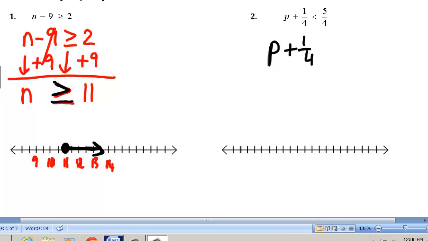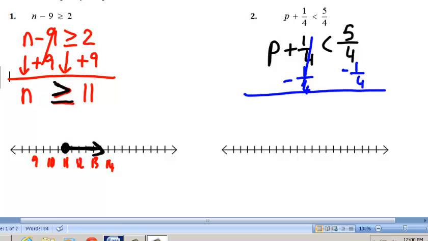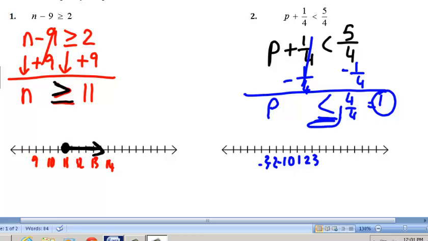P plus 1/4 is less than 5/4. What's happening between the P and the 1/4 is addition. So undo by subtraction. Done. Those two are cancelled. P is less than 5/4 take away 1/4, which is 4/4 or 1. Either way. Okay. Let's go ahead and plot it. Maybe 0, 1, 2, 3, -1, -2, -3, and then at 1, so my number is 1, so at 1 it is an open circle because it's just less than. So at 1, an open circle, it's going less than this way, so my arrow goes that way. Okay, let's move on to the next problem.